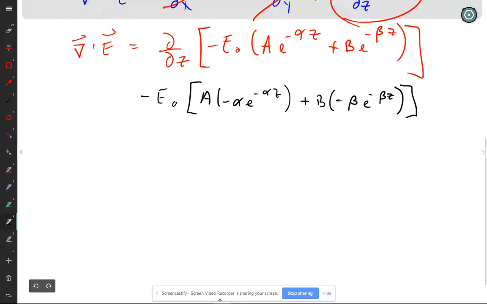Notice I have a minus out front. I changed color to make this clear. I have a minus out front, and then I have a minus in each term. So everything's going to turn out to be positive.